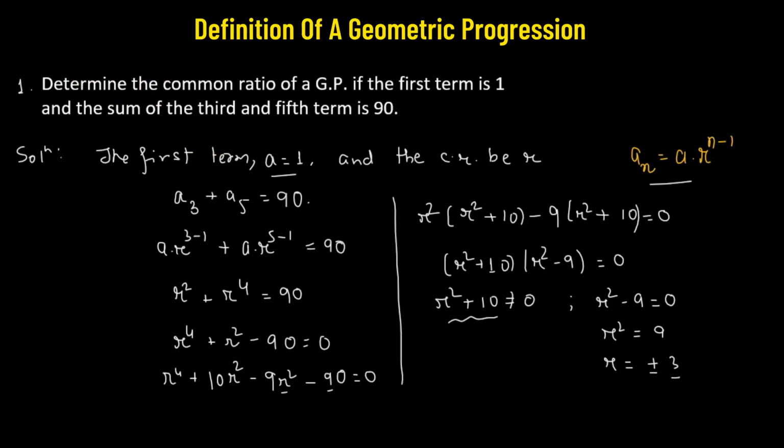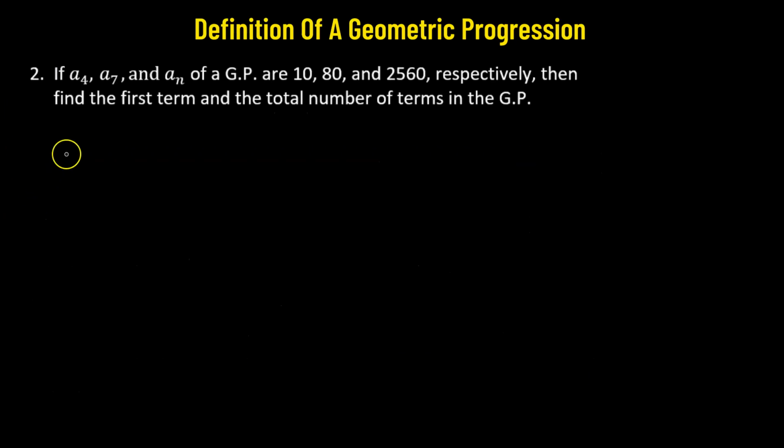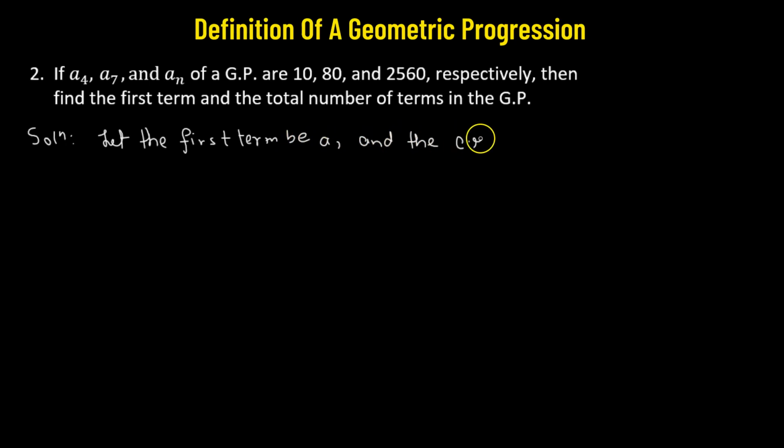Let's go to the second problem. Problem number 2. Here it's given that the fourth term, the seventh term and the nth term of a geometric progression are 10, 80 and 2560 respectively. Then we need to find out the value of the first term as well as the total number of terms present in the geometric progression. So let's begin. We will first suppose that the first term is represented by the letter a in lowercase, and since it's a geometric progression, we'll need to specify the common ratio. So let the common ratio be represented by the letter r in lowercase.